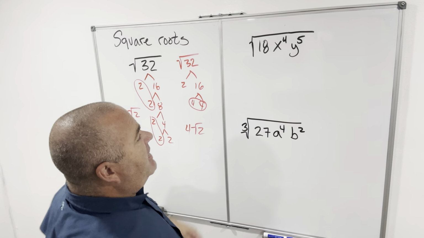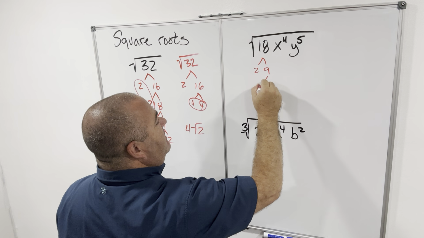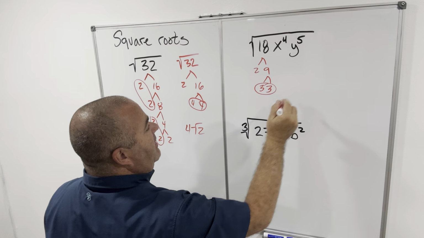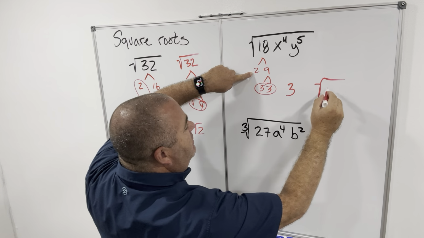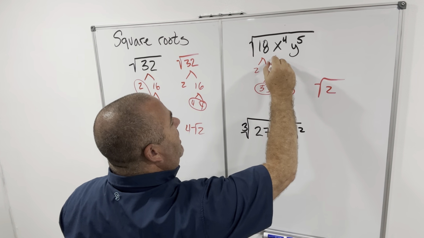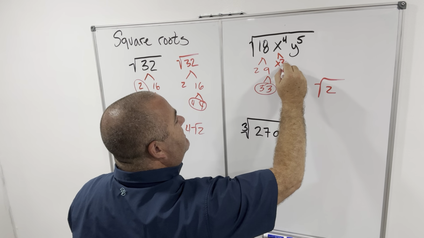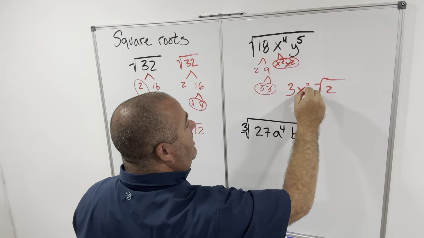Now we're going to do the same thing over here. 18 is 2 times 9 and 9 is 3 times 3. So we have one pair here. So we're going to pull a 3 out, but we still need to leave this 2 inside the square root. With our x's, this can be broken down as x squared times x squared. So we have a pair of x squares that can come out.